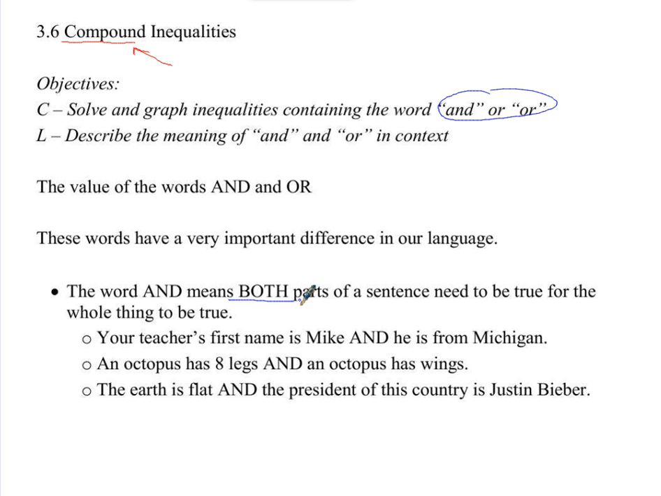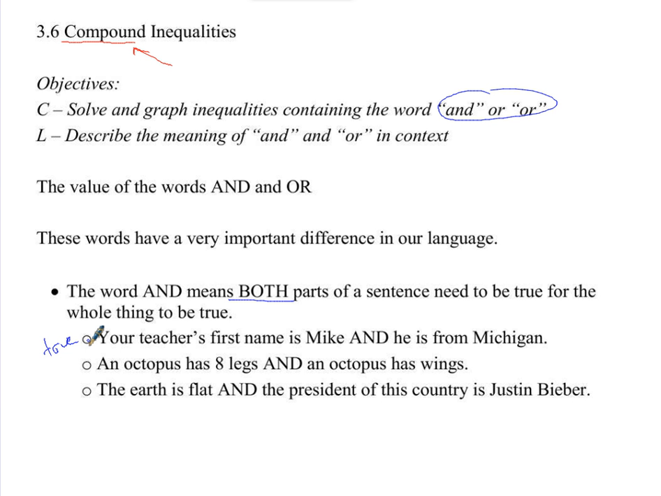So, your teacher's first name is Mike. Is that true? Maybe some of you don't know, but it is. That's true. And he is from Michigan. Is that true? Yes, I am originally from Michigan. So, my first name is Mike, and my original state is Michigan. Is this statement true? Yes. I was born in Michigan.